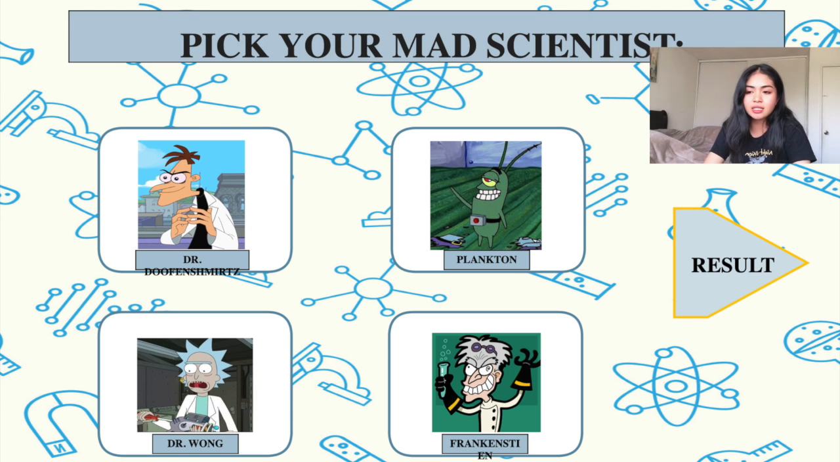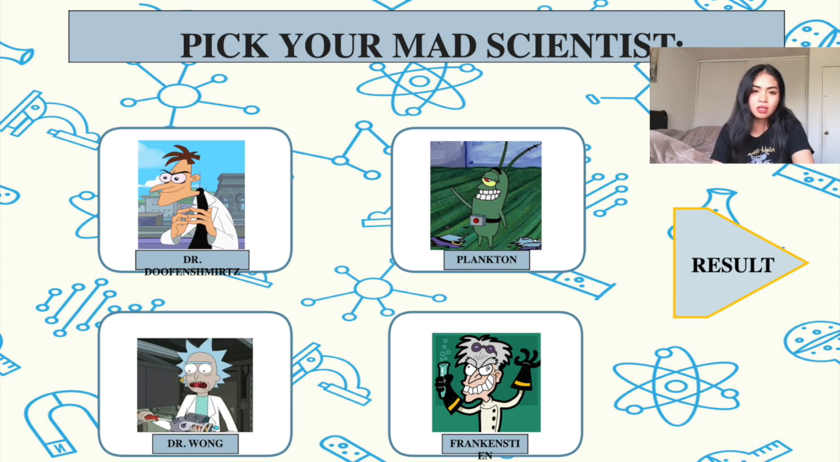So once you click next, this is the last question of the quiz, and it is something fun, something creative, and I believe people can really understand that science doesn't have to be that serious and that boring, and I want to make these cartoons look like something that people can relate to, something that people can enjoy. So I picked 4 mad scientists from different famous cartoons on TV, and I just put them there. So we have Dr. Doofenshmirtz, we have Plankton, we have Dr. Wong, and we have Frankenstein. So for this, whatever you choose, then after you choose a mad scientist, you can click result.